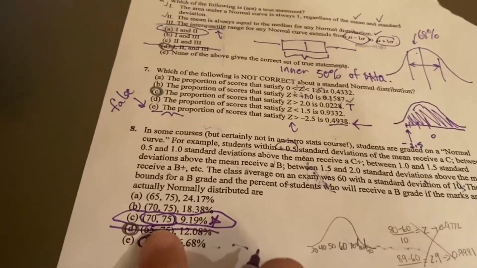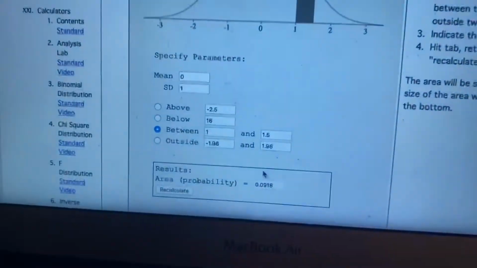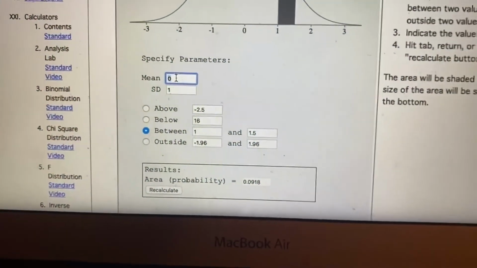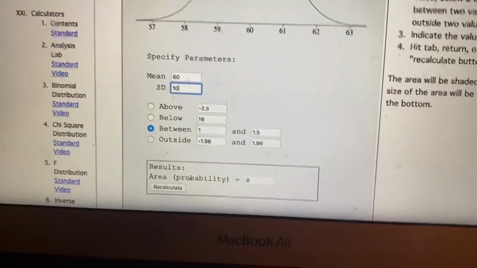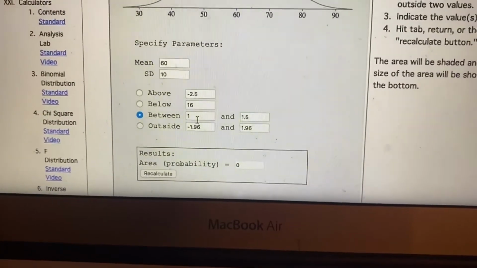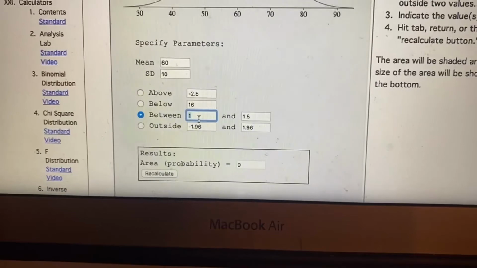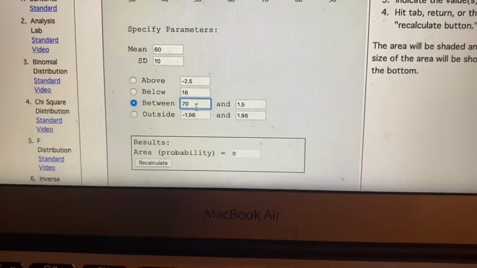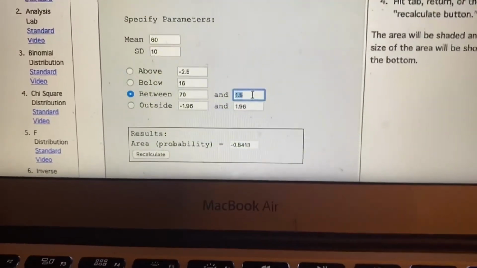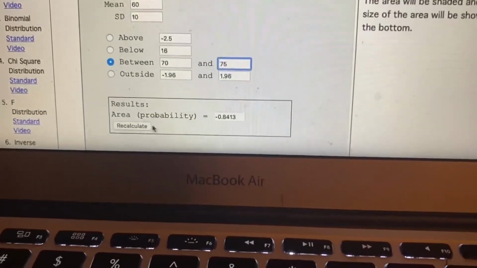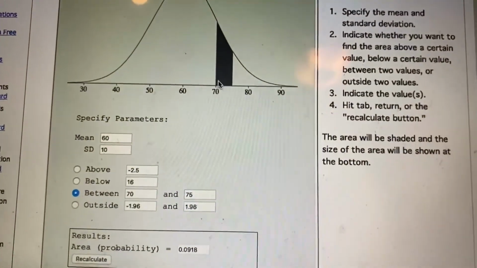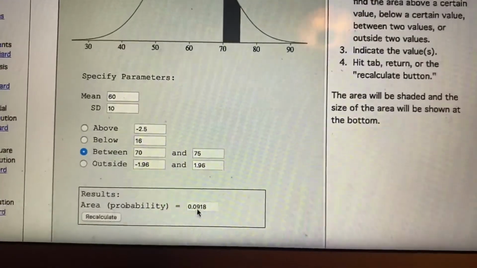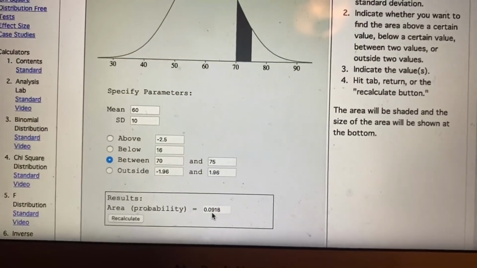We could also plug this in to make you feel better about making it deal with the score. So if the mean is 60 and the standard deviation is 10, can we verify that between a score of a 70 and a 75 would be that area under the curve? There it is. And if we look at our chart, that's exactly what we were hoping to calculate. Thanks for joining me, guys. See you next time.